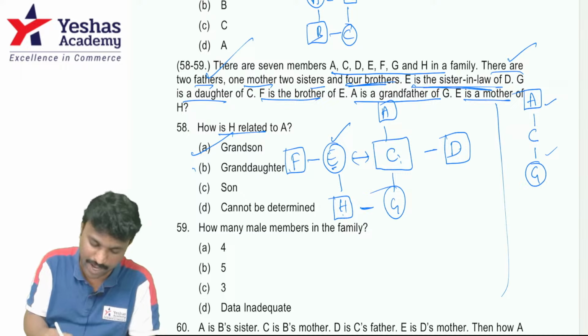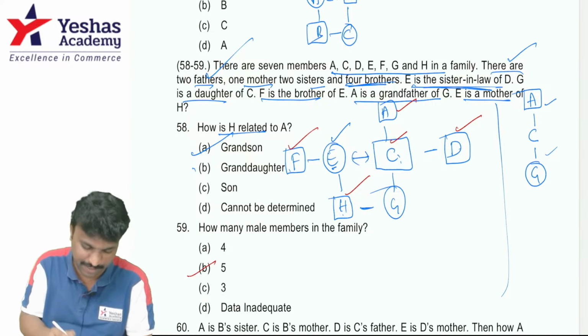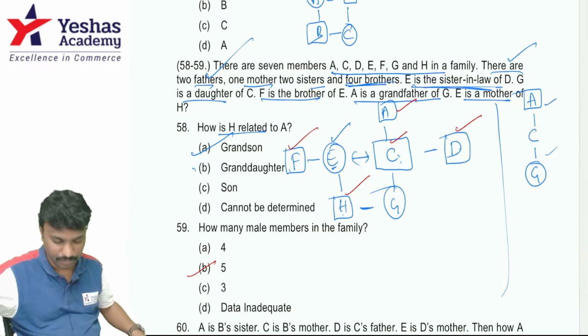How many male members are there in the family? So there are one, two, three, four, five. So five male members are there in the family. Is that clear? Moving on to the next question.